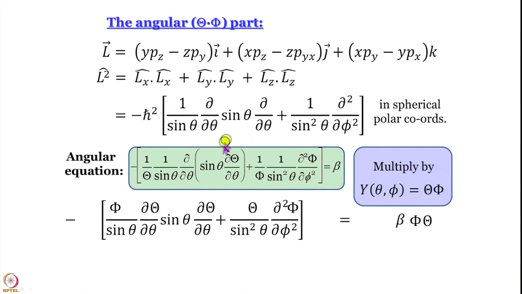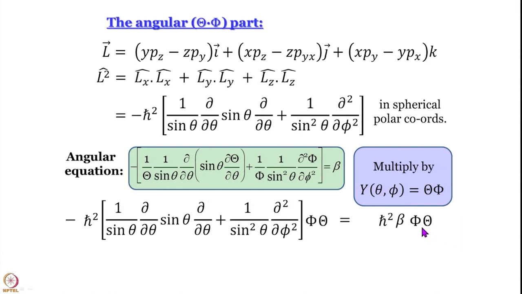First of all, we will just multiply by capital theta capital phi. So, what will happen? This capital theta will cancel and you get capital phi in the numerator. Here this capital phi will get cancelled and you get capital theta in the numerator. Now, let us multiply by h cross square. So, on the left hand side what we have is minus h cross square capital phi by sin theta del by del theta of sin theta del capital theta by del theta, plus capital theta by sin square theta multiplied by del 2 capital phi by del phi 2, that is equal to h cross square beta capital phi capital theta.